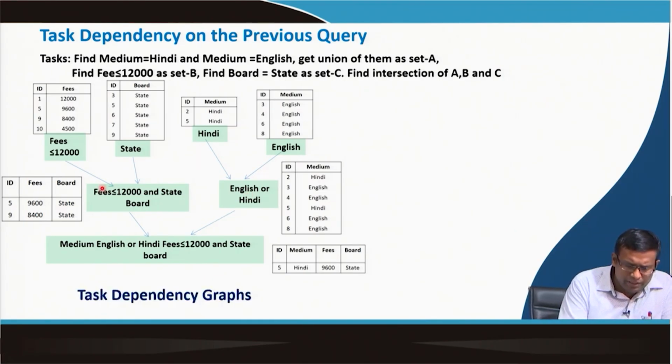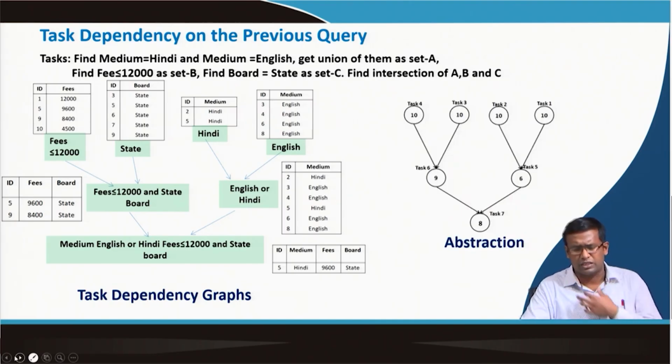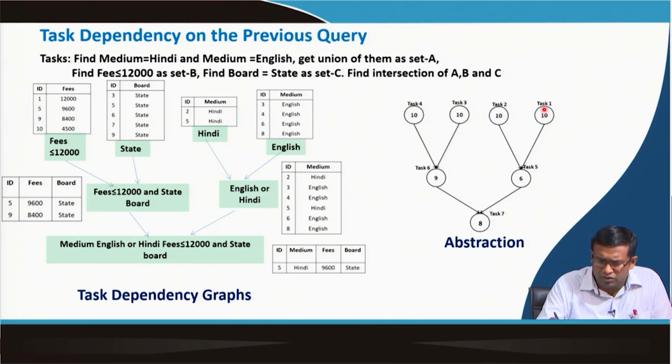But these are dependent. We cannot process this instruction unless these sets are available to us. So, what we get is called a task dependency graph. Task 1 is finding out medium of English, instruction English. Among 10 schools, it finds 4 schools. If you wrote a computer program, it has looped over a set of 10. Similarly, task 2 finds out the schools with Hindi, it has also looped over set 10. Task 3 and 4 are similarly looped over set 10. So, their weightage is 10. The number of operations each task is doing is its weight.